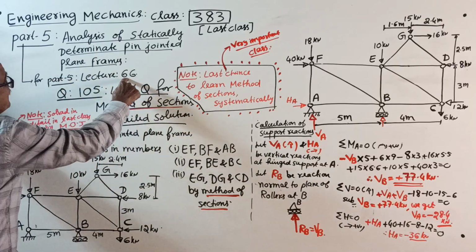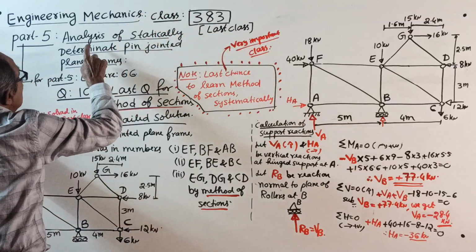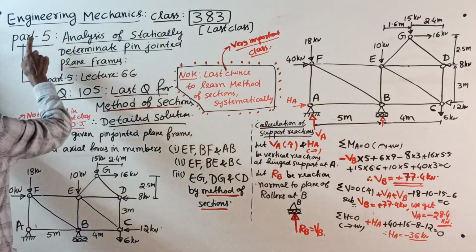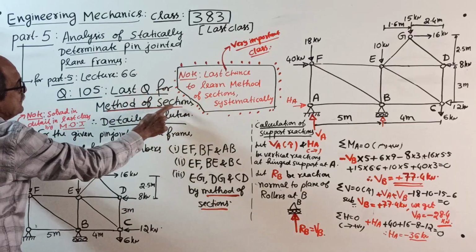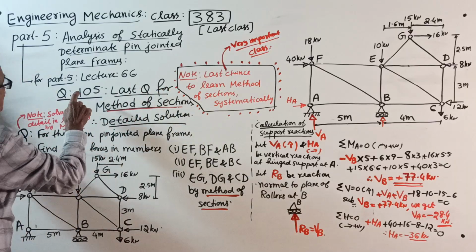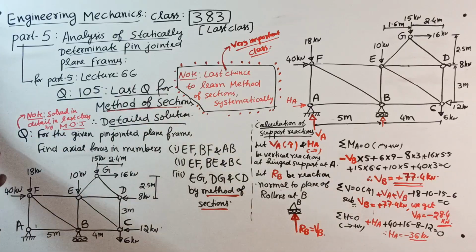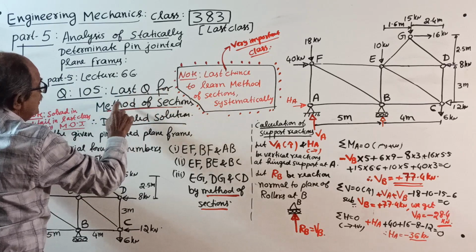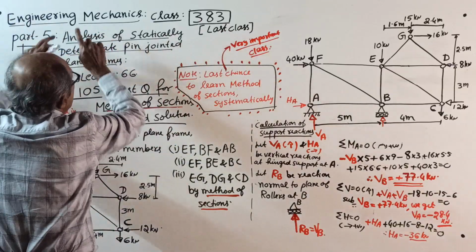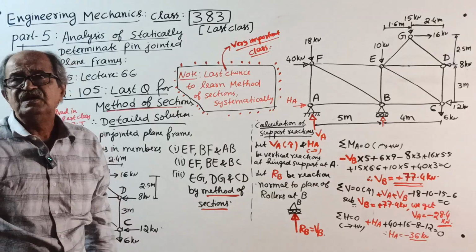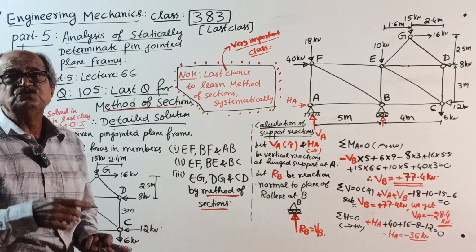For part 5, this is lecture 66. Overall, for all 5 parts of 383, and one more thing, for part 5, question 105 is the last question for method of section. Last class, I told you question 104 was the last question for method of joints, already uploaded. So today, last question for method of sections. And incidentally, today's class is the last class for engineering mechanics. Next class, the most powerful strength of material. I will make some announcement regarding that one.